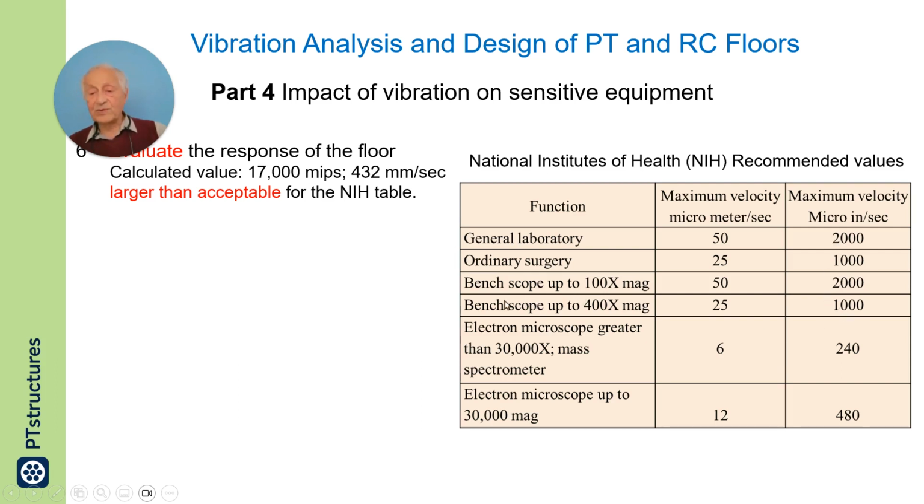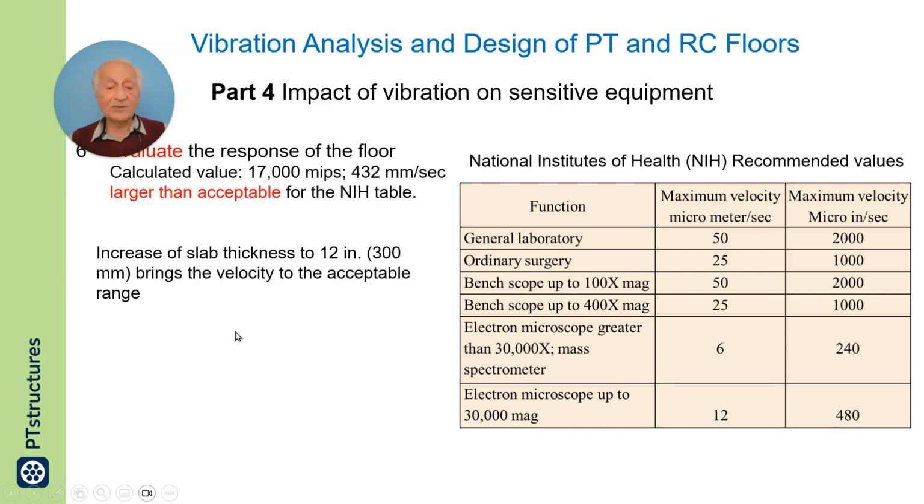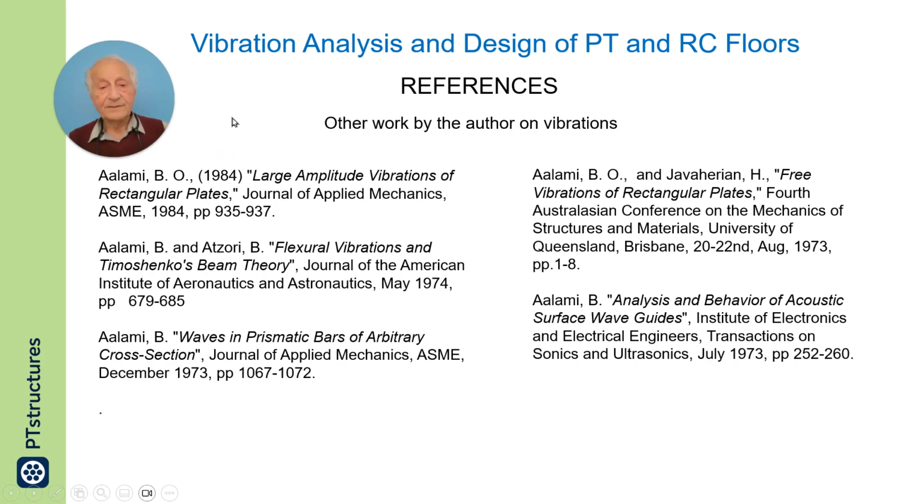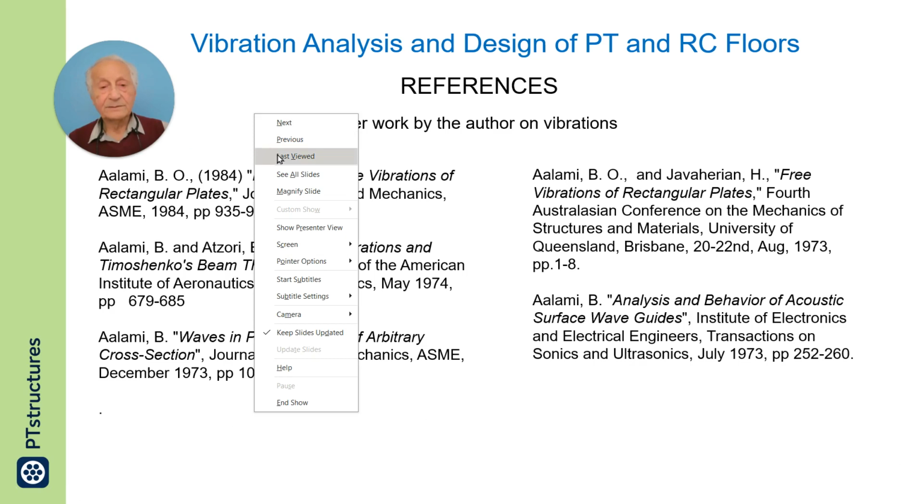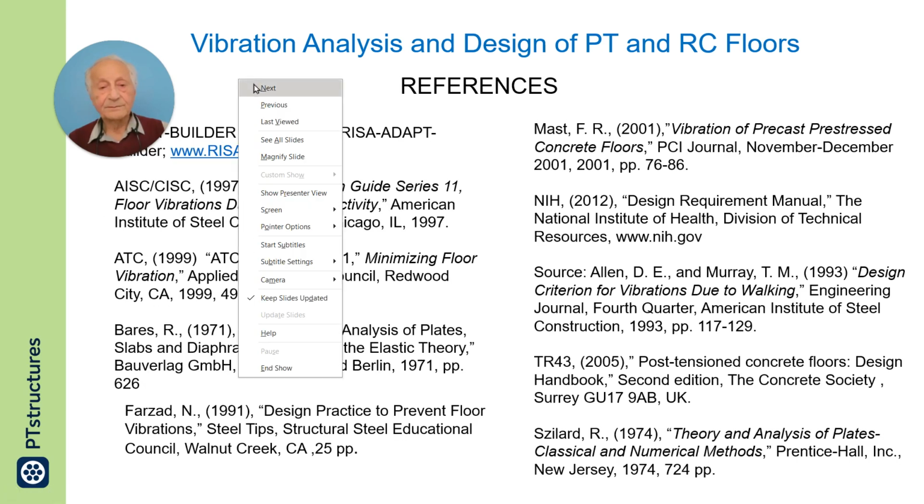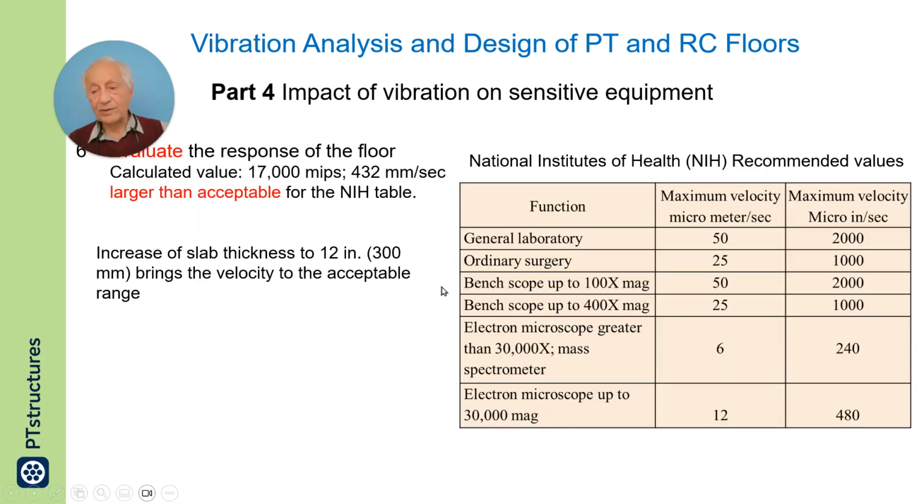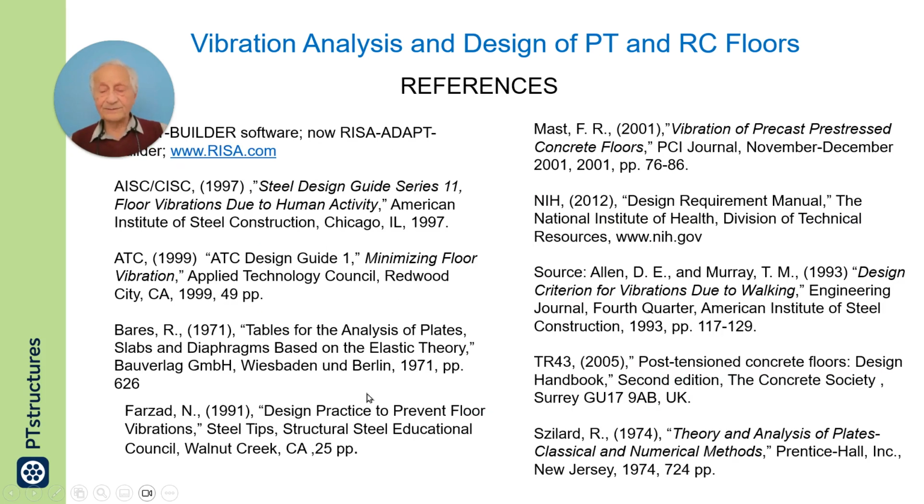Now I forget which one we had, a bench microscope or something. It is definitely larger than all these. So it's not going to work. 17,000 is much larger than what is permissible. So you have to do something. We can increase the slab thickness. That is one option, from 8 inches to 12 inches. If we increase it to 12 inches, the velocity will become acceptable within the range.